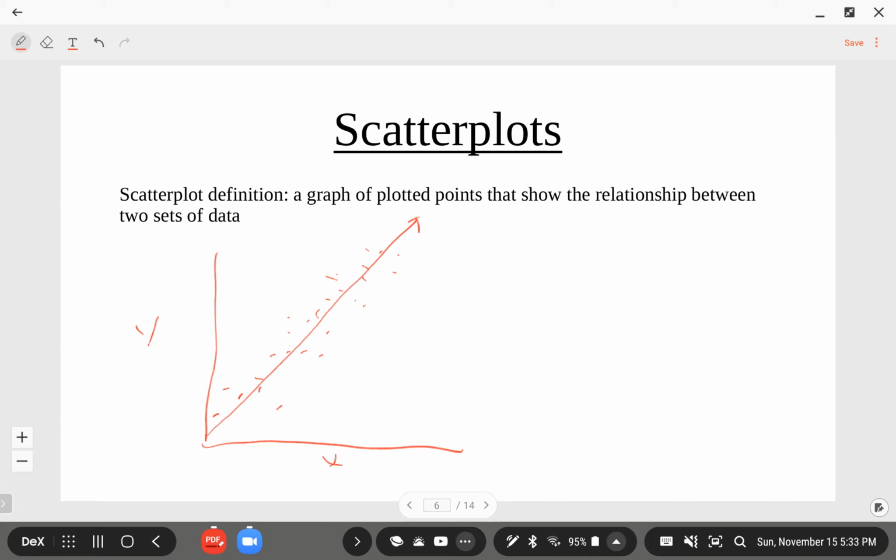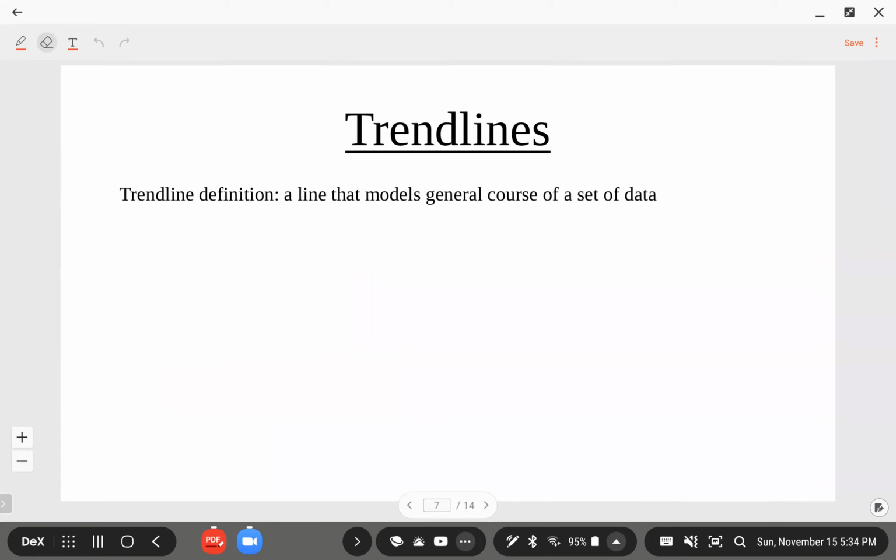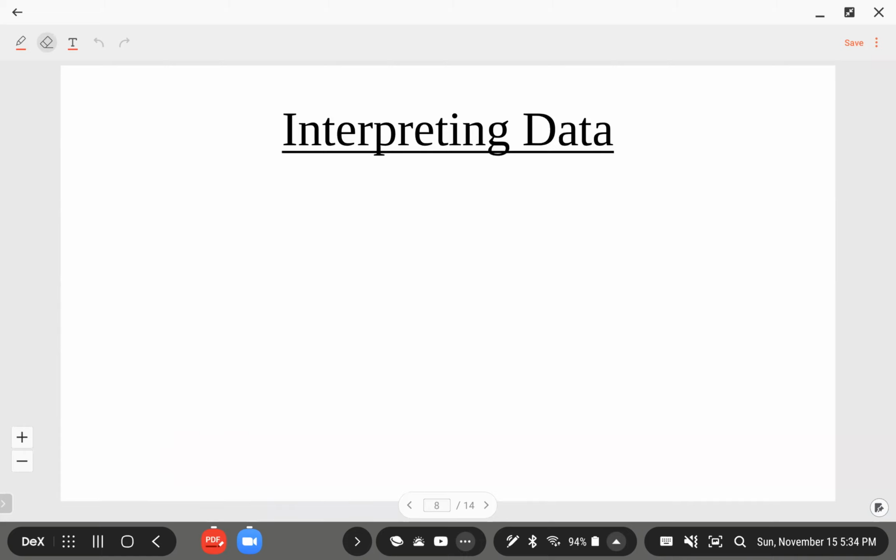Okay. So all the points, they're generally going up in this direction here, right? So we draw a trend line to model the general course of these plotted points. So that is basically what a trend line is. Okay, so now let's start interpreting trend lines. I'll teach you how to interpret trend lines.